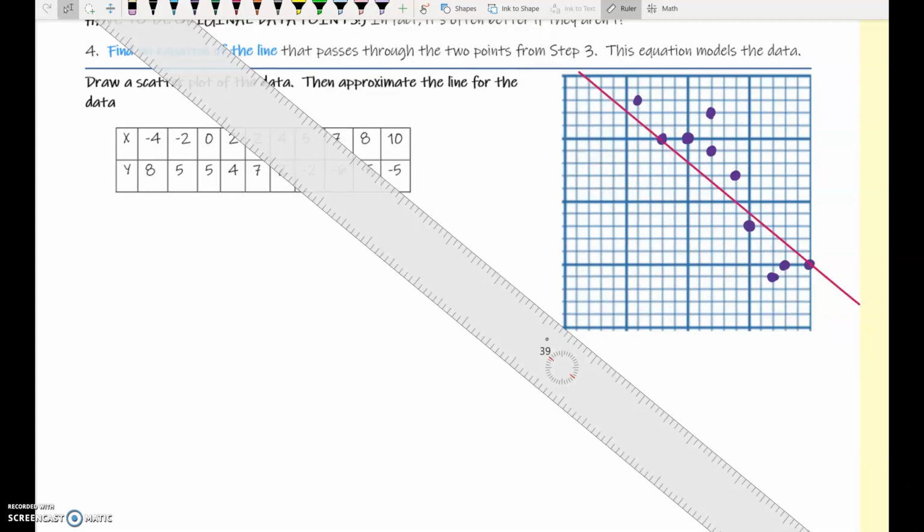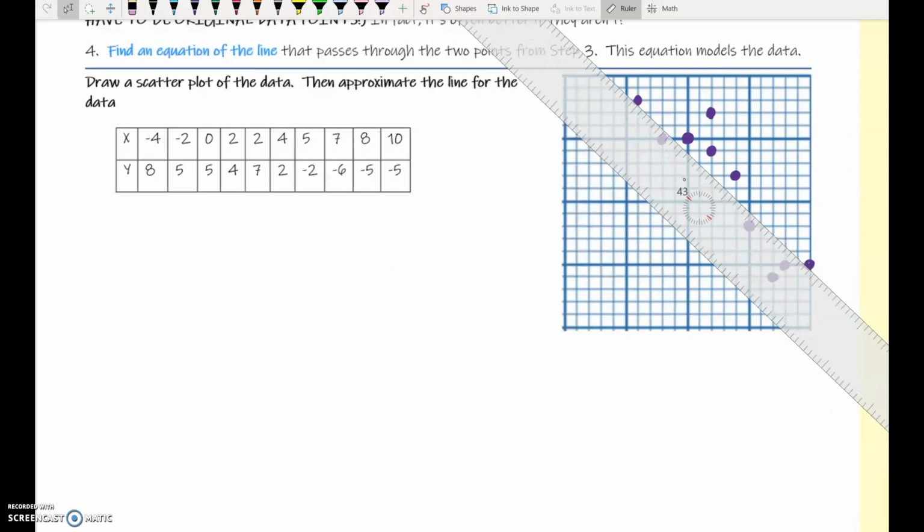Do you think that pink line fits the data? I mean, it kind of does. There's about the same number above and below, but do you see how these points over here on the right are so far away and the points down here are so far away? If we tilted that line a little bit more, it might fit those points better.